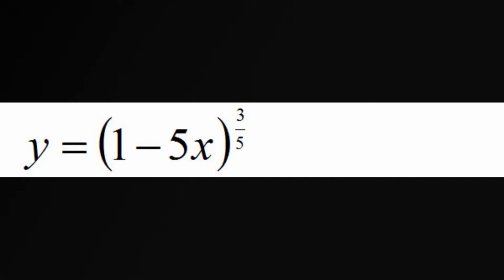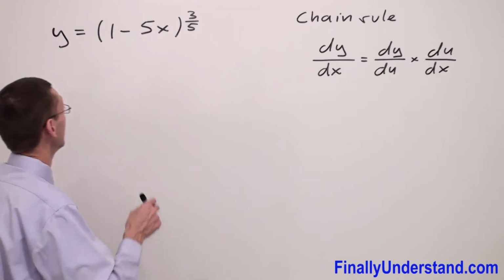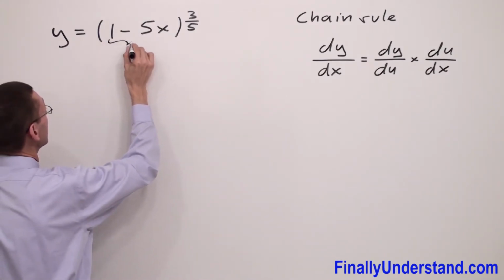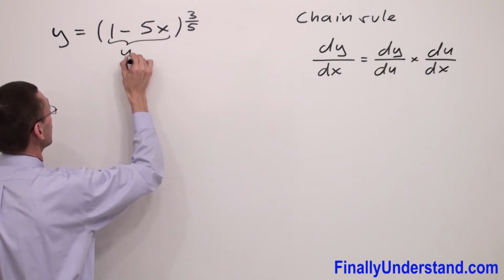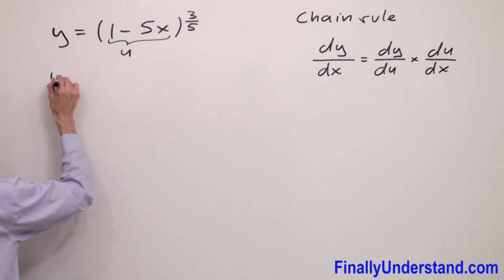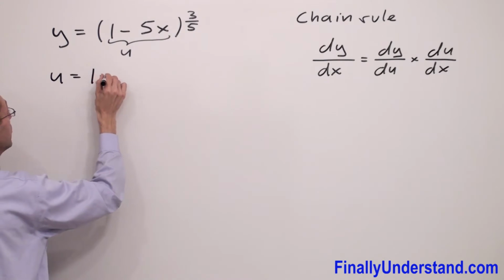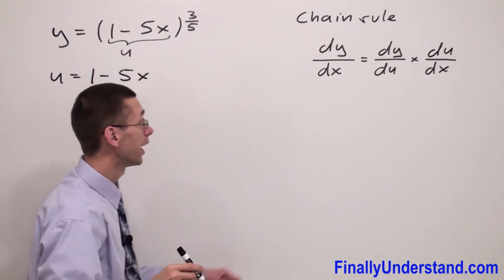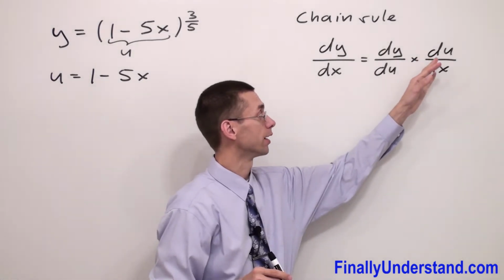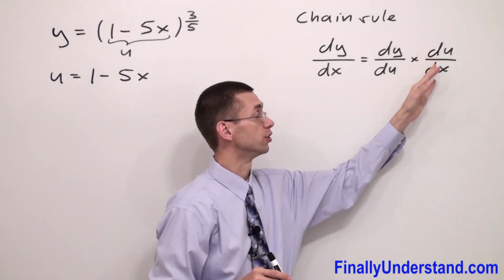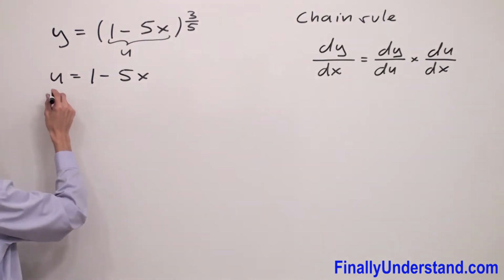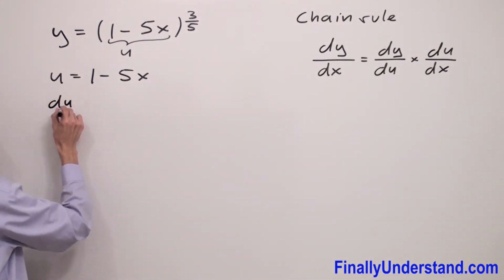Let's take a look at this example. Again, we are going to use chain rule. So, content of the parentheses we call u. Okay? So I have u equals 1 minus 5x. Because my formula requires me to find du over dx, okay? I'm supposed to find derivative of u with respect to x.